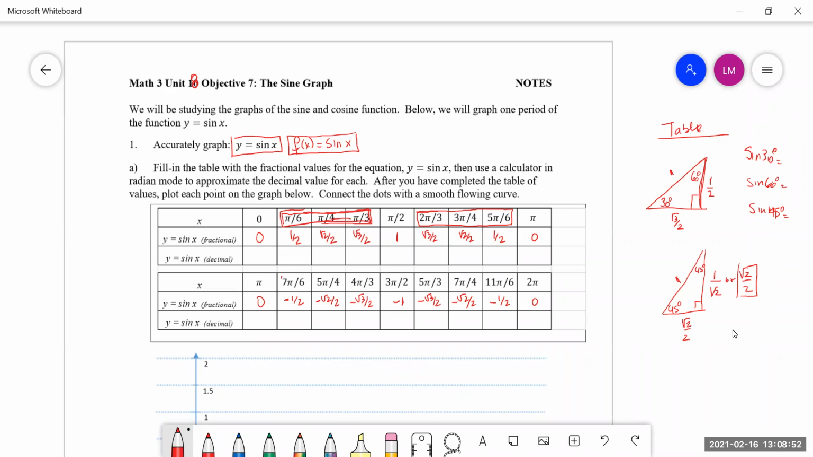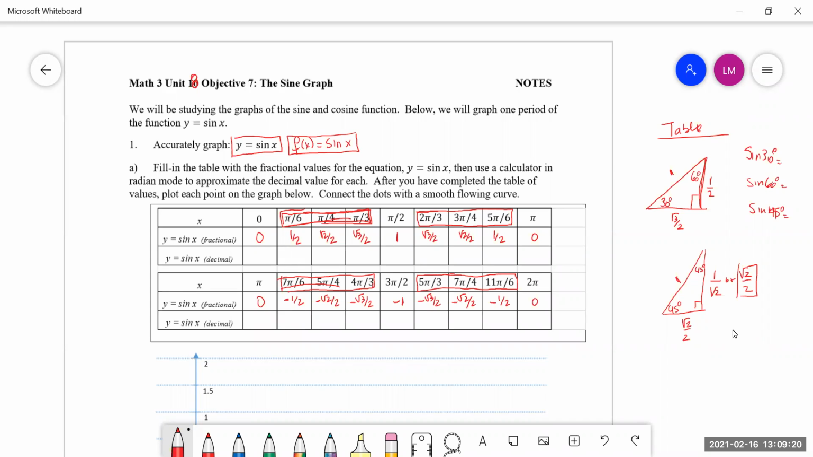So notice that for 7 pi over 6, the numerator is always 1 bigger than the denominator. This puts us in quadrant 3. Sorry, for some reason I cannot do a straight line here. This puts us in quadrant 3. And then 5 pi over 3, 7 pi over 4, and 11 pi over 6 put us in quadrant 4. So we have 4 quadrants covered here. Okay, we went all the way around the circle.